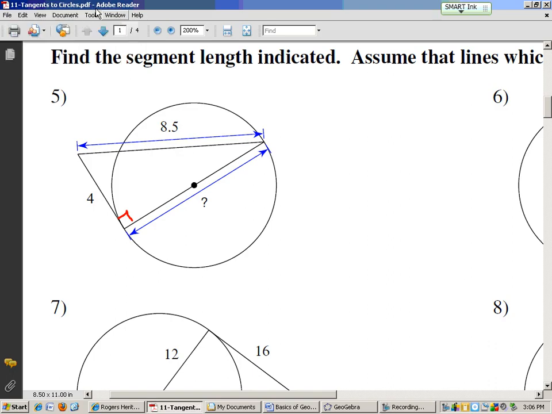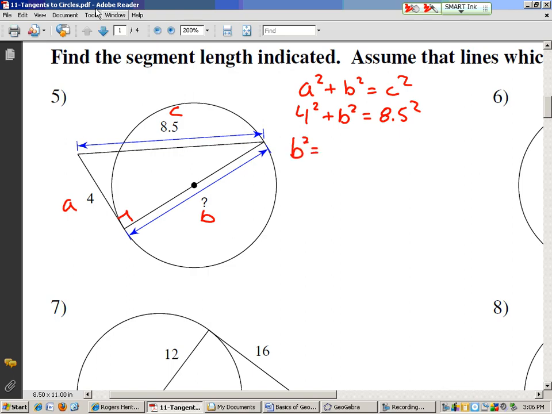And since that's true, then all we need to do to find the segment length is use Pythagoras' theorem, where I've got A, B, and C. And so that's going to be 4 squared plus our unknown B squared equals 8.5 squared. So B squared equals, what's 8.5 squared? So around 70.